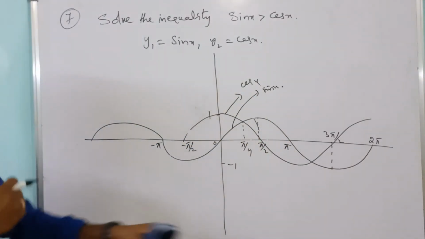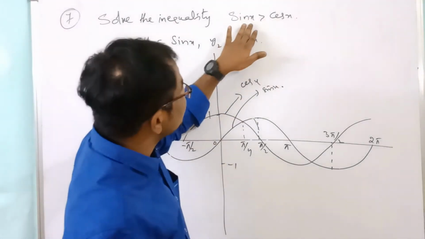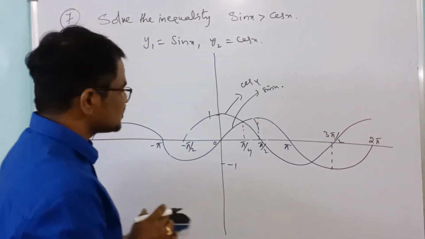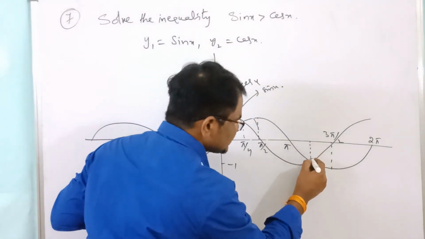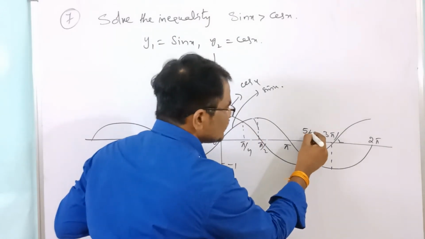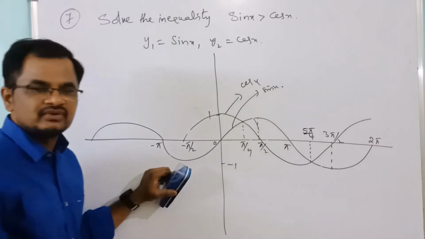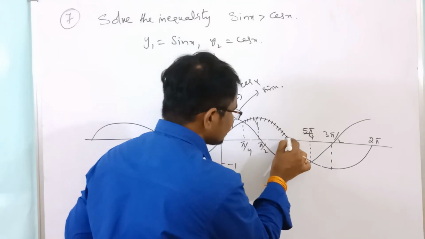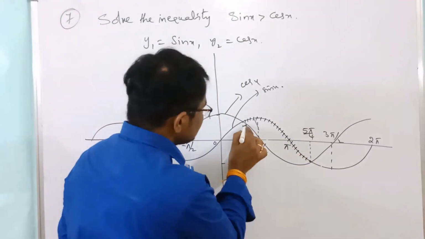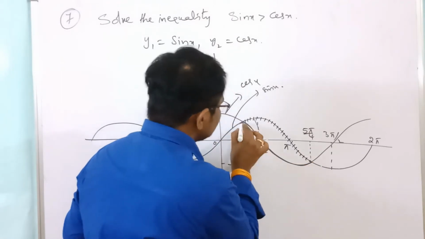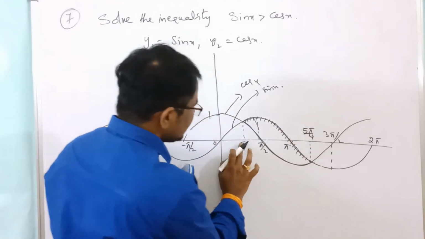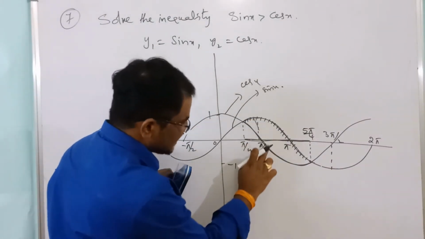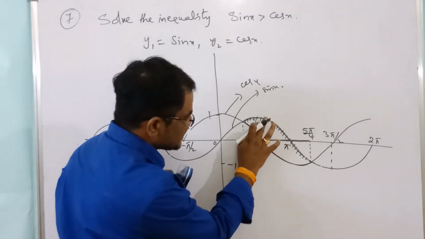Right? Now see what they are asking: where sin x is greater than cos x. Once you observe one interval, you identify. Here these two intersect at pi by 4 and 5 pi by 4 also. Pi by 4 and 5 pi by 4. Once you observe here to here, this is cos x, this is sin x. So here to here, pi by 4 to 5 pi by 4, sin x is greater than cos x, no? Here this is sin x, this is cos x.